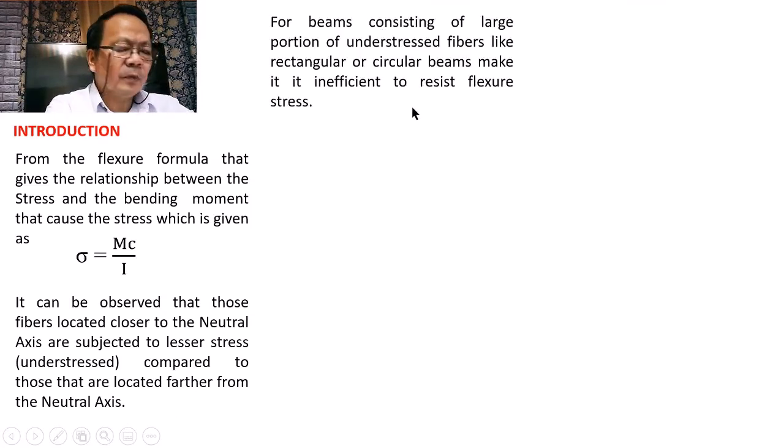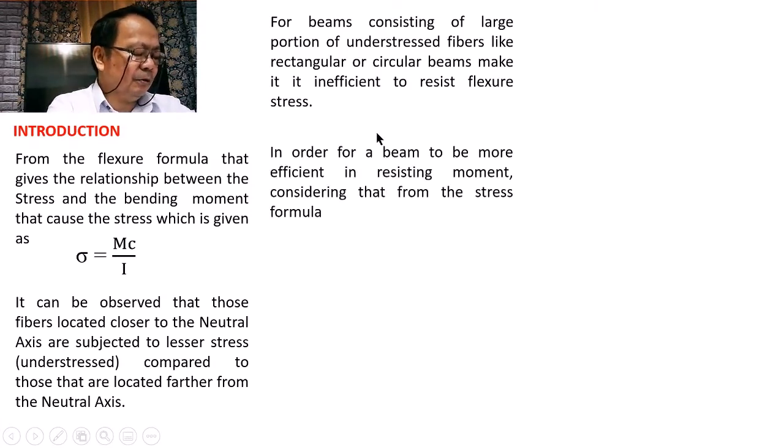Sa makatwid, for those beams that consist of larger portion of under stress fibers, gaya halimbawa ng rectangular section o kaya circular beam, they become less efficient in resisting flexural stress. So nagiging mas inefficient sila in resisting load because they will be subjected to lesser stress.